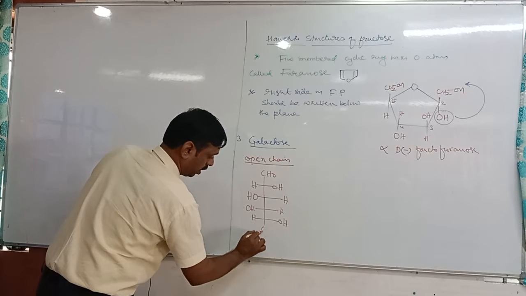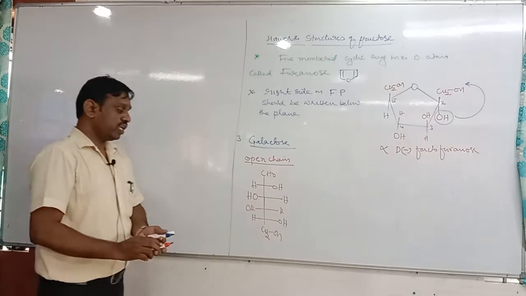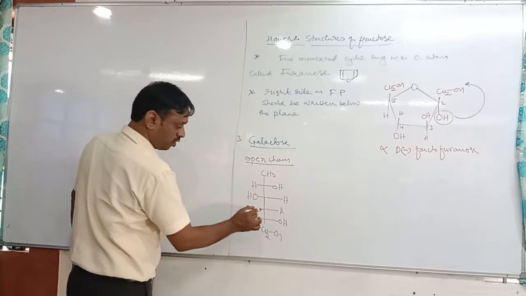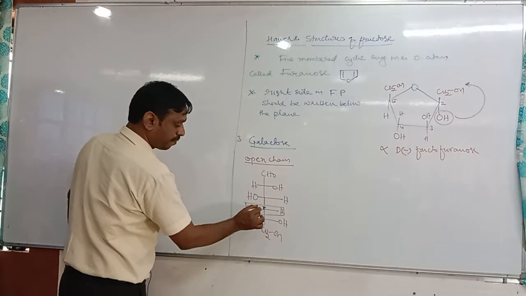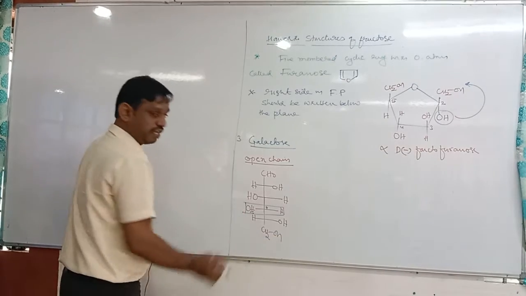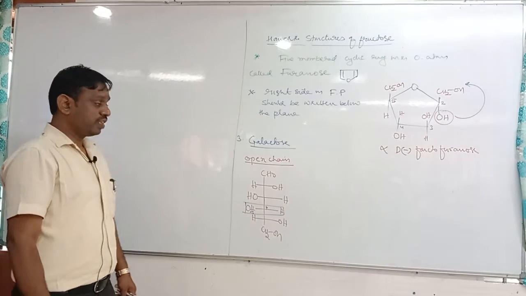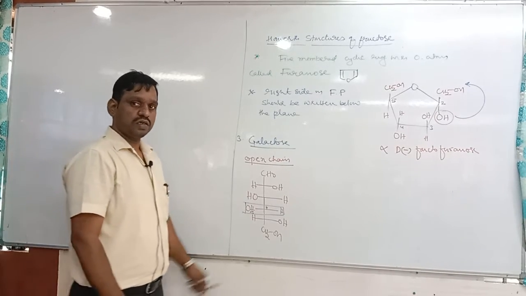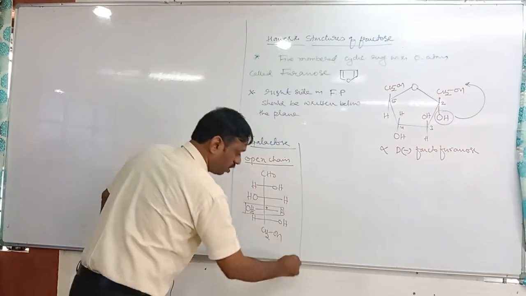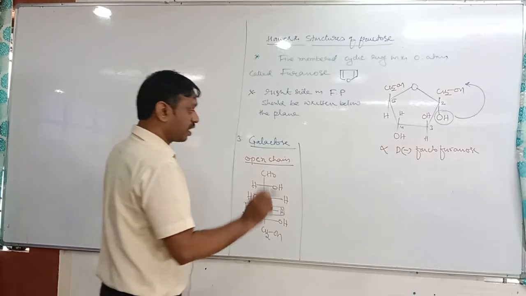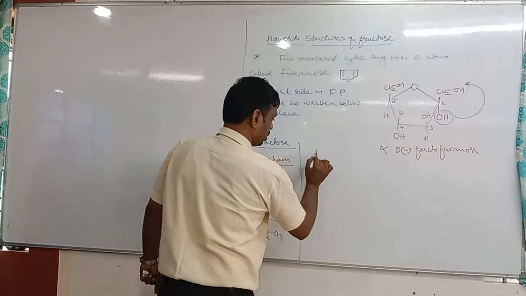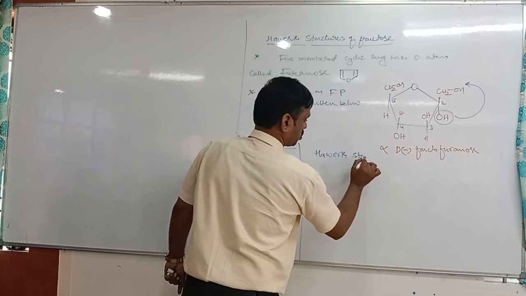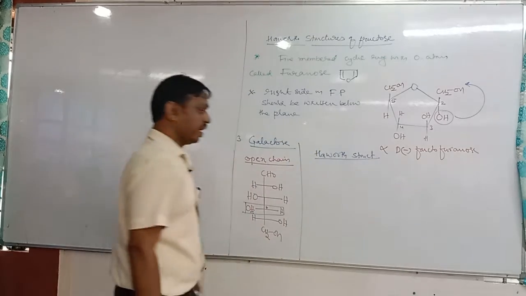Tell me, what is the difference between glucose and galactose? In case of glucose, where is the fourth carbon OH? Right side, but here it is on the left side. Therefore, glucose and galactose are both C4 epimers. Epimers are different, anomers are different. It is a C4 epimer. But actually we want only the Haworth structure. What is the Haworth structure of galactose?